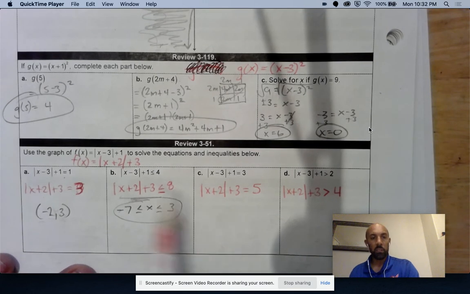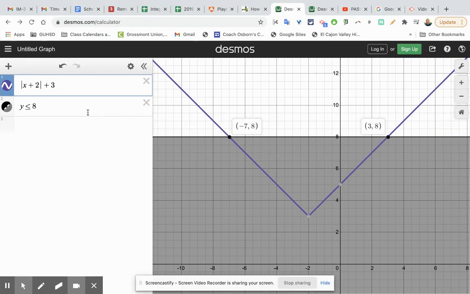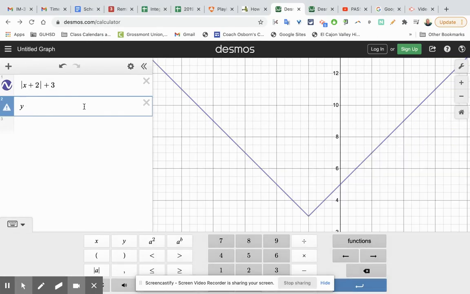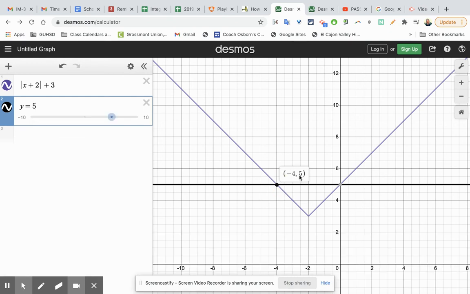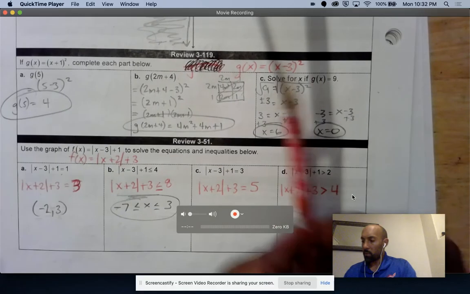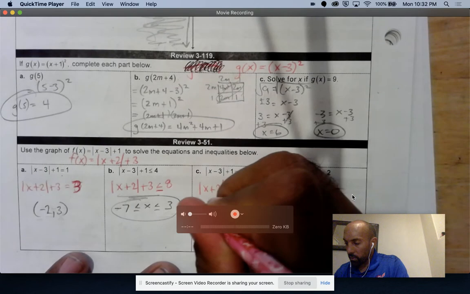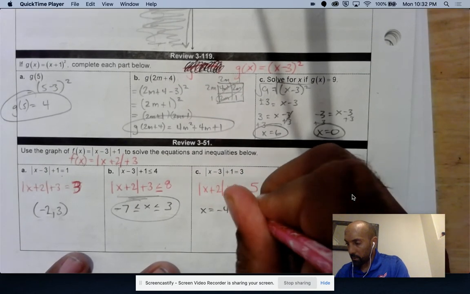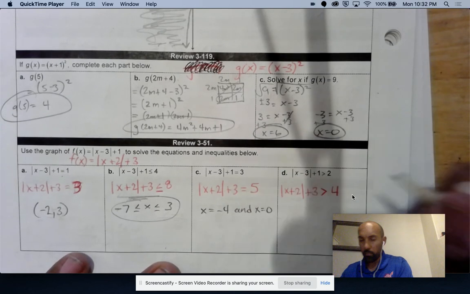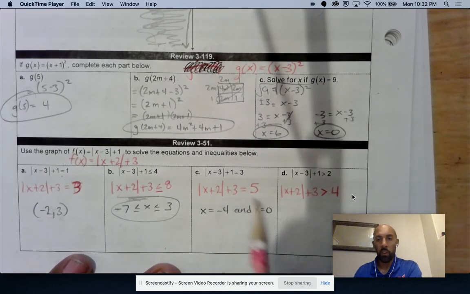Okay, so now this is similar to the first one. When will it equal 5? So I go over here and write y equals 5. When does it equal 5? It will equal 5 at x equals negative 4, and at 0. So at x equals negative 4 and x equals 0, that's when this function will equal 5.